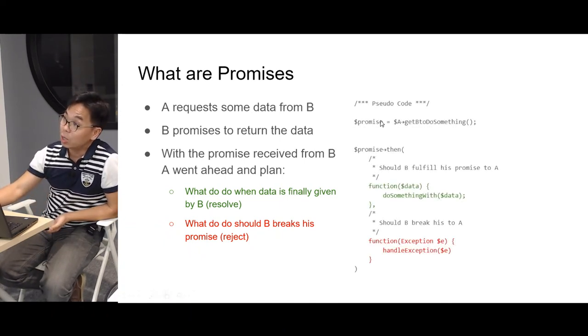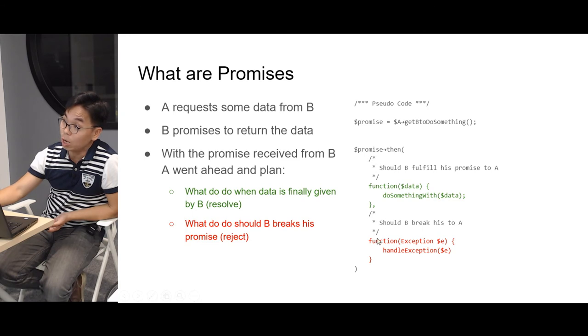So look at this pseudocode on the right-hand side. A wants to get B to do something, and B only returns a promise. Say, okay, I'll do it for you, right? Then A, with this promise, goes ahead. Should B fulfill his promise to A, that means, yeah, I would do something with the data, right? The first function, okay?